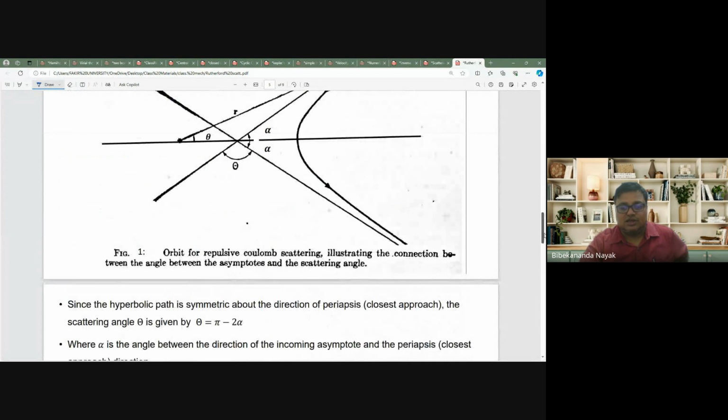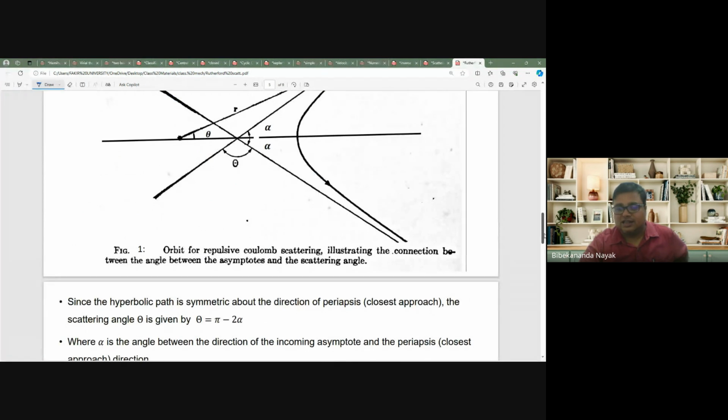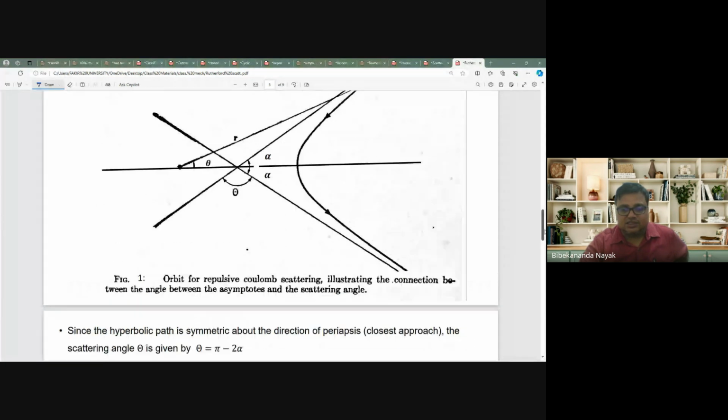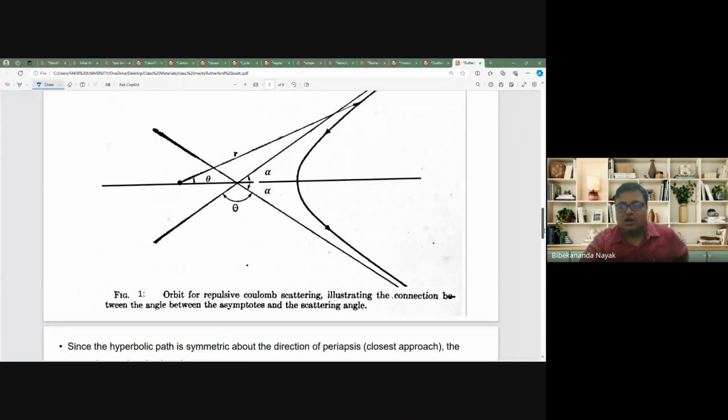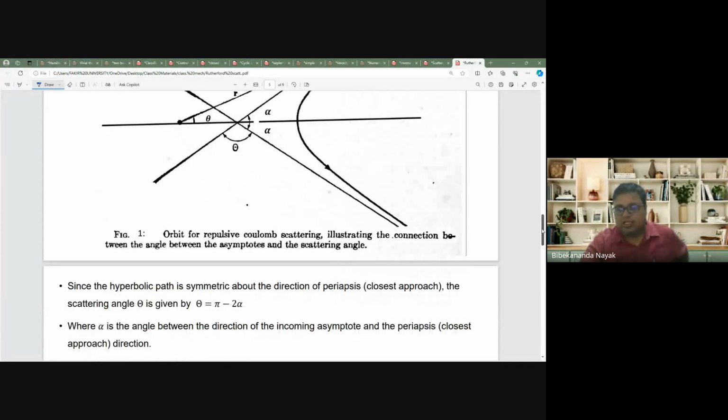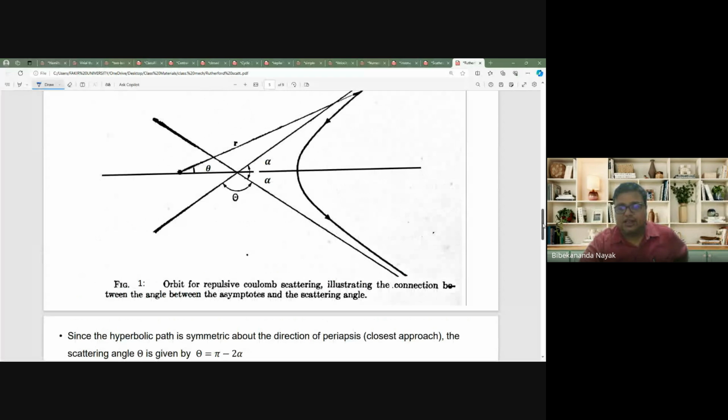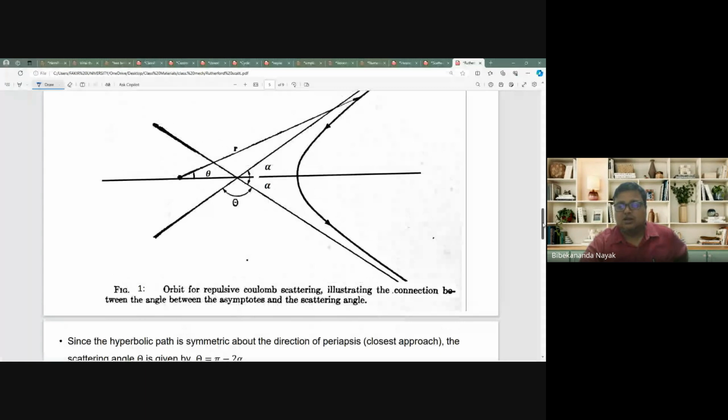Then we calculate the exact scattering angle. Since the path is a hyperbola, we know the hyperbola is symmetric about the direction. So here the scattering angle theta is equal to pi minus 2 alpha. We have to measure this scattering angle, because the incident particle comes like this and goes like this. So this is the scattering angle.